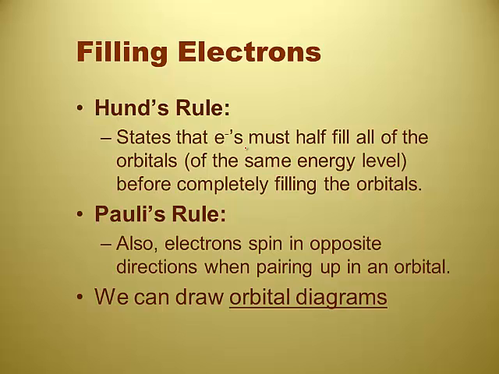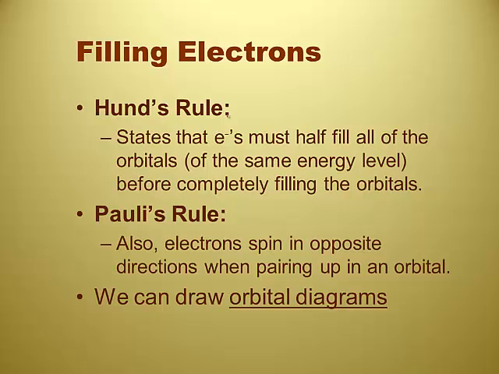Filling electrons. There are rules when we fill electrons. First off, have your periodic table handy. You've got the Aufbau Rule, which states lower energy fills first. Hund's rule states that electrons must half fill all of the orbitals of the same energy level before completely filling the orbitals. In other words, they spread out in degenerate orbitals before pairing up. Degenerate orbitals? Sorry, that means the same energy level.